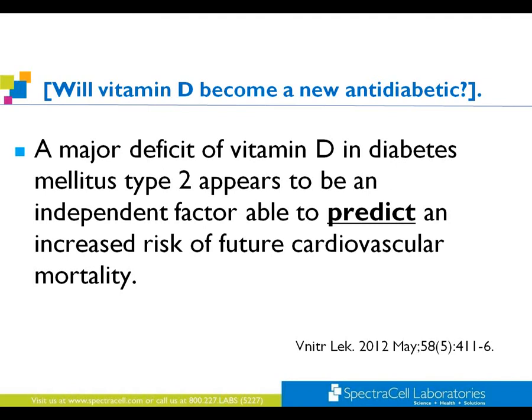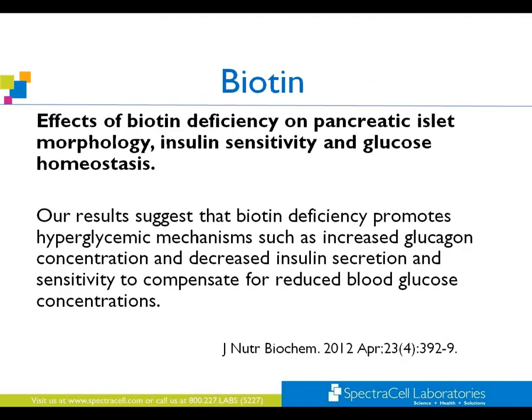This is just an example of looking at vitamin D as a predictive marker. Just note the title on this particular study: will vitamin D become a new anti-diabetic? So we can simply extrapolate from this that the lower the vitamin D status, the greater the likelihood of developing some type of dysglycemic state.